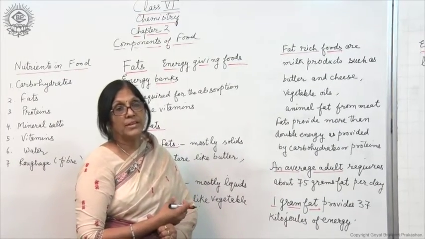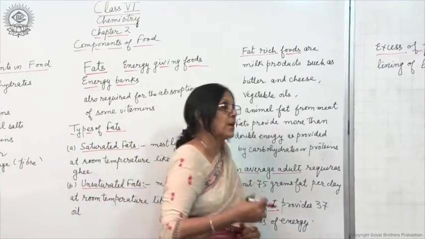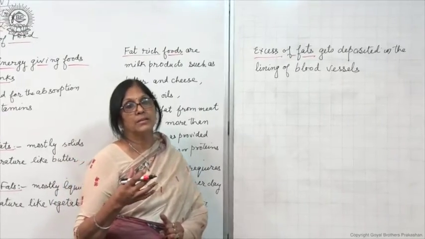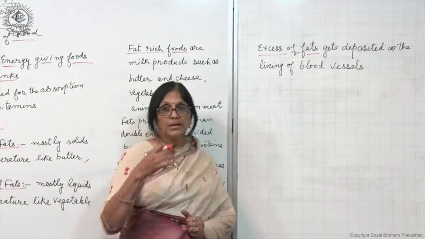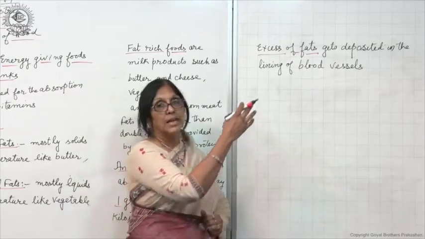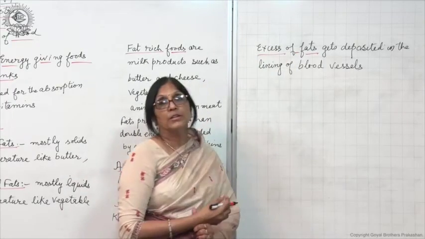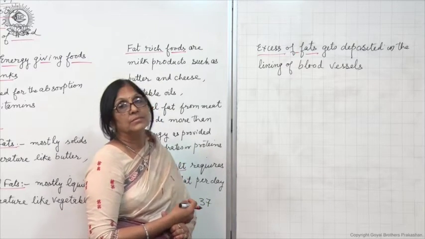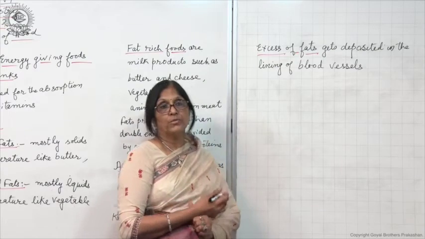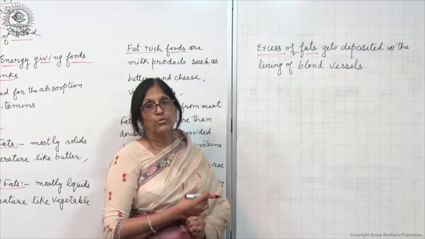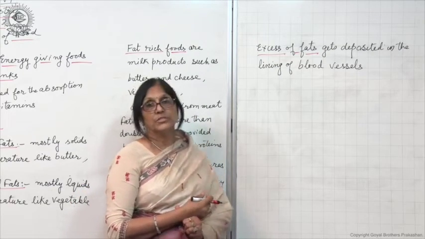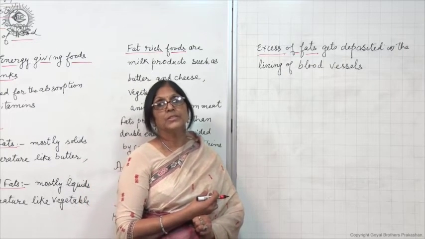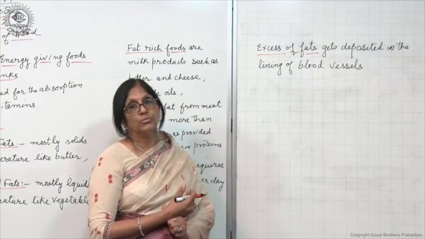And if fats are taken in excess, if you eat a lot of fried food which is cooked in a lot of oil, and food containing a lot of butter and ghee, then what will happen? Excess of fat will get deposited in the lining of the blood vessels, and heart will have to exert a lot of pressure to pump the blood through the blood vessels. So there is a risk of heart disease. Excess of fat should be avoided.